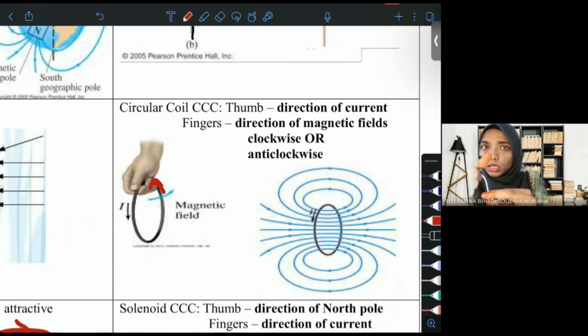Now you are going to have your fingers, betul tak? Nampak pula tangan saya kejap. Saya tengah usaha untuk bagi nampak. Okay, now you are going to have your fingers, betul tak? Fingers kamu akan curl begini. So dekat center of the circle ini, B kamu adalah out of the page. Dia tengah keluar daripada bulatan itu.